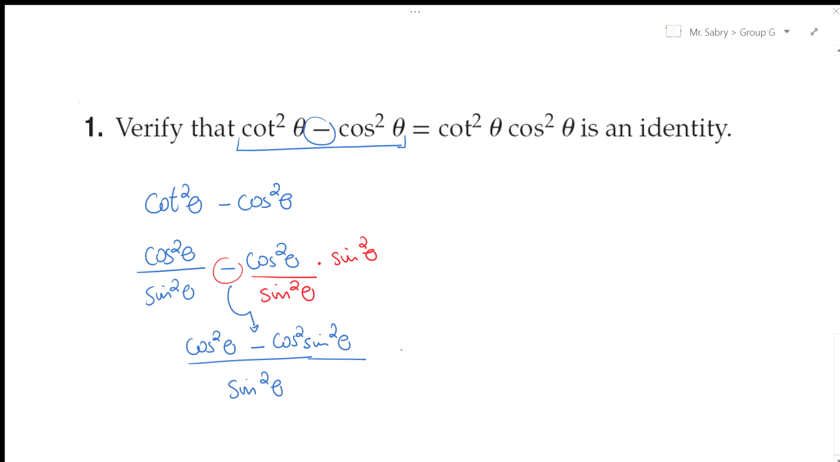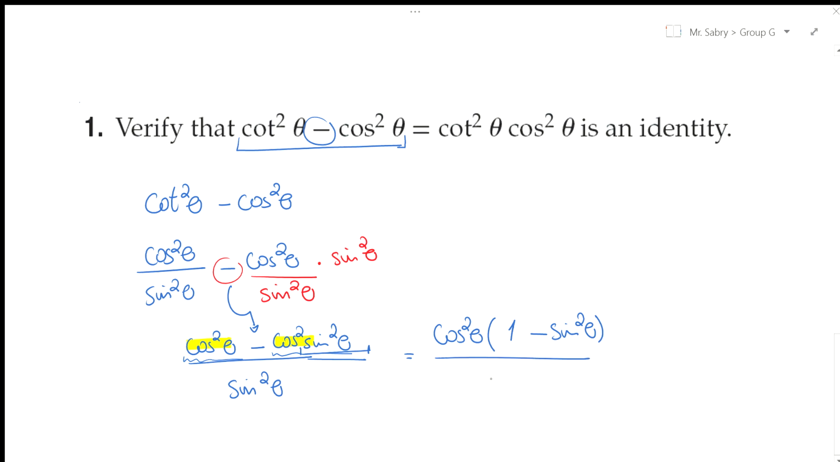Then when we look carefully, we find that there's this cosine squared available here and there, which is considered a common factor. What does that mean? It means we can write cosine squared theta outside and open a bracket. If we divide this part by cosine squared, I'm left with 1 and then minus. If I divide this part by cosine squared, I'm left with just the sine squared theta.